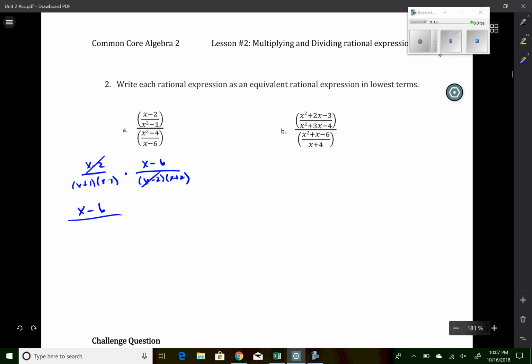So I'm left with our answer of x minus 6 all over x plus 1, x minus 1, x plus 2, where x is not equal to plus or minus 1, plus or minus 2, and 6. Even though 6 is in a numerator here, at one point it was in a denominator.